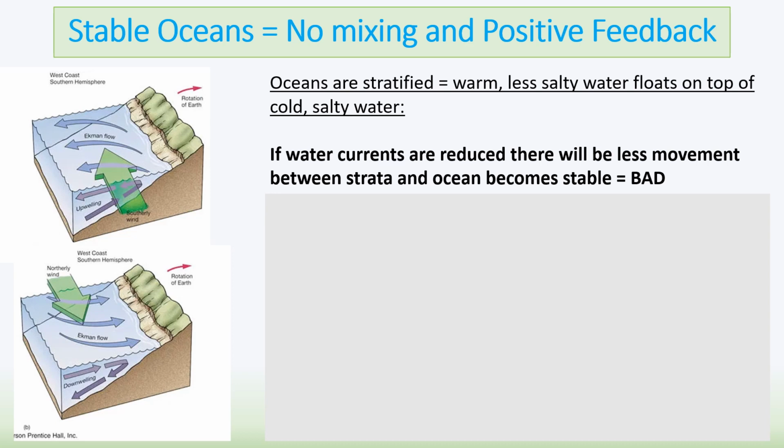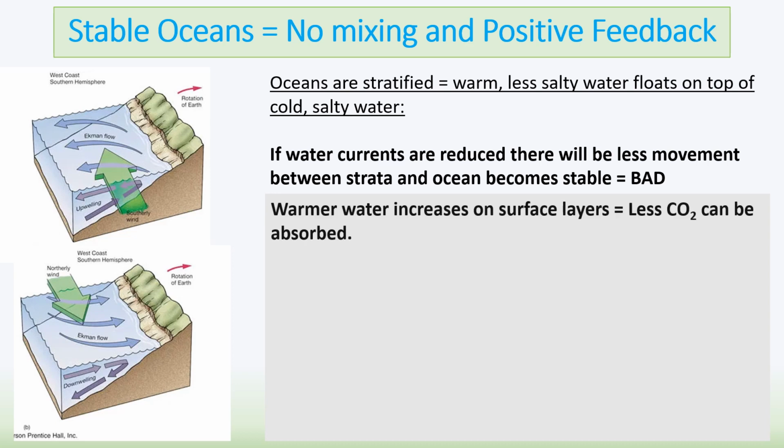And this means the ocean becomes stable, but not like a stable ecosystem, what we're saying. It means it's not mixing, so that is a bad thing. So warmer water, why is this happening? Well, the water is getting warmer and warmer due to the warmer atmosphere.